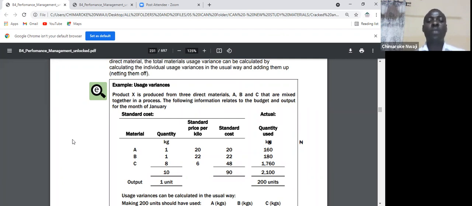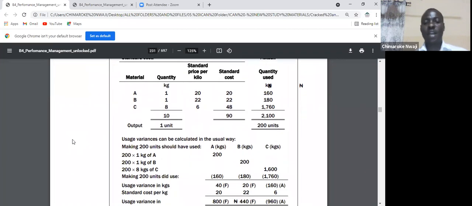Now, how can you calculate material usage variance? You can decide to take material A, standard and actual, and you compare. Then you take that of material B, you compare. Take that of material C, you compare. And then you add A to B to C, standard, compare with the total of A, B, C, actual. Now let's see it that way.